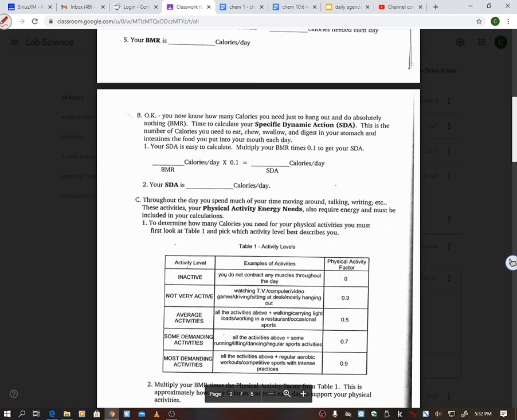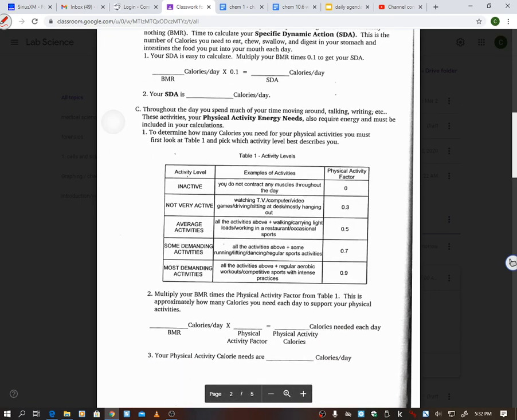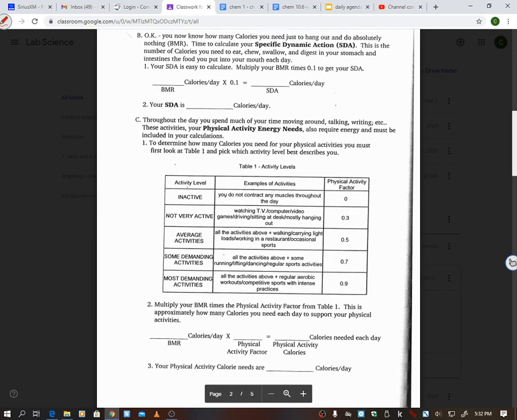And it says part B. Okay, you now know how many calories you need just to hang out and do absolutely nothing. That's your BMR. Time to calculate your specific dynamic action, the SDA. This is the number of calories you need to eat, chew, swallow, and digest in your stomach and intestines the food you put into your mouth each day. Your SDA is easy to calculate. Multiply your BMR times 0.1.